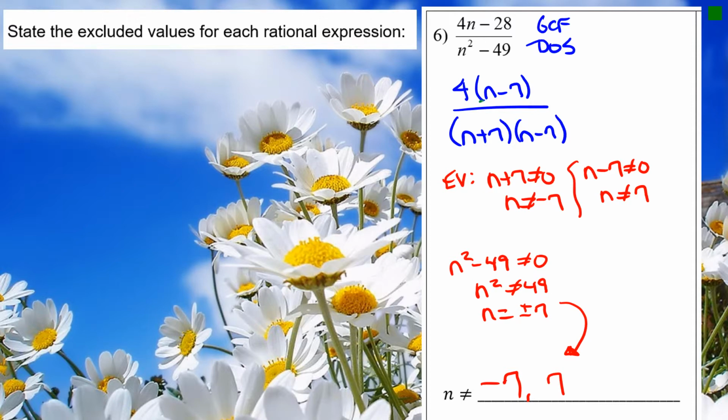Here we go. We've got an n minus 7 factor on top and an n minus 7 factor on the bottom. We're going to cancel them. Our final answer is going to be 4 over n plus 7.